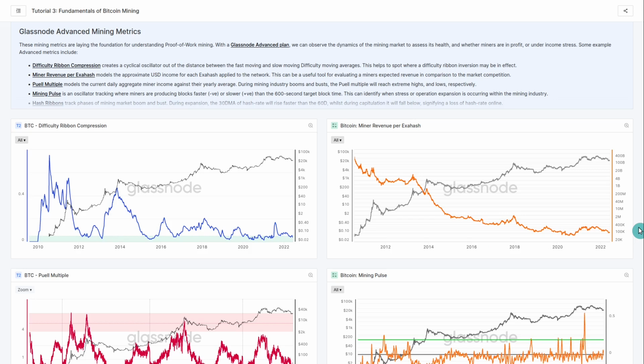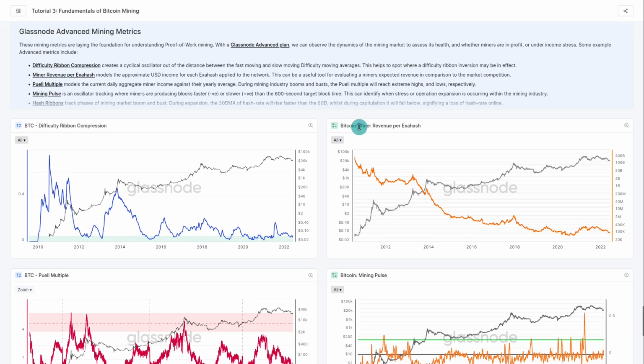So just before we finish up, I wanted to introduce you to some of the mining metrics we have under a Glassnode Advanced plan, which really try to take this to the next level and show you even more insight into what's going on. So we can look at things like the difficulty ribbon compression. This is really taking that difficulty ribbon concept that we looked at and mapping it out into an oscillator where we can see when we enter these periods of mining stress. It's actually mapping out where those moving averages are really reaching that point of capitulation.